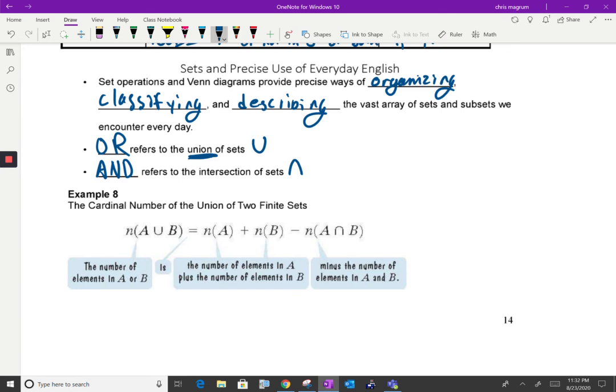Alright, cardinal number for the union of 2 finite sets. This, I think, is our last part of this. So we have the number of elements that are in A or in B. How do we calculate that? We take all the stuff that's in A, so the number of elements there, add the number of elements that are in B, and then we have to subtract out the stuff that's in A and B.